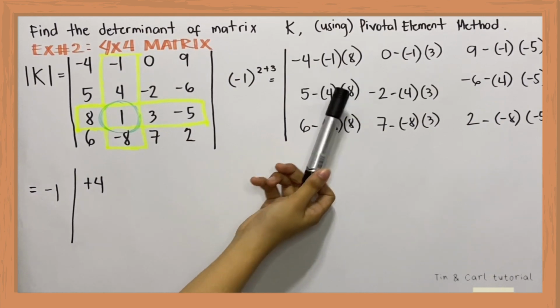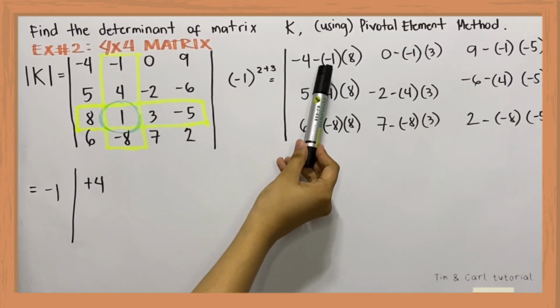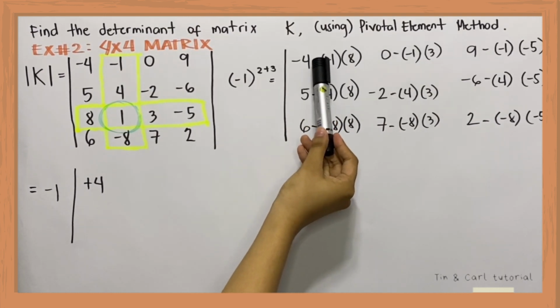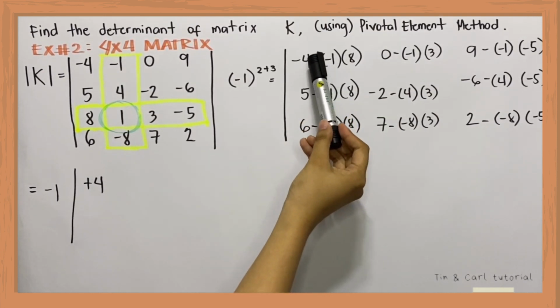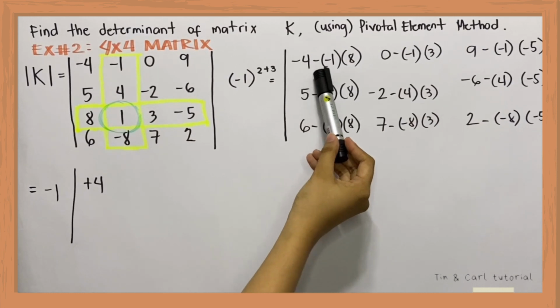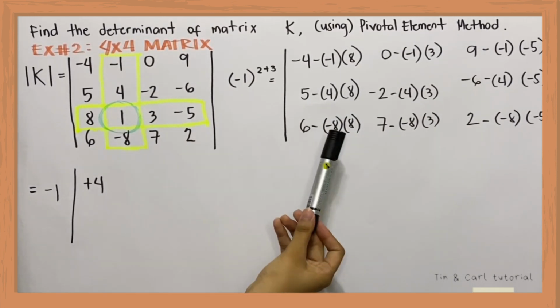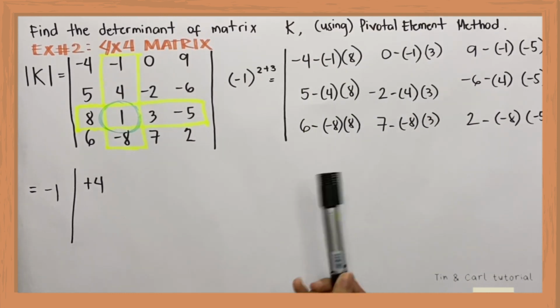Then here, we proceed to the first element. Negative 1 times 8 is equals to negative 8. But because this is also subtraction, it becomes plus 8. So, negative 4 plus 8 is equals to positive 4. So, that is what we will do for all the remaining elements. So, let's solve.